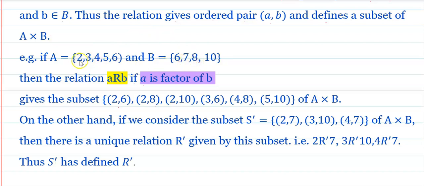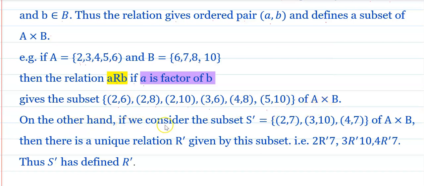Next, (2, 10): 2 is a factor of 10. Next, (3, 6): 3 is a factor of 6. 5 is a factor of 10 and in this way. Therefore, (2, 6), (2, 8), (2, 10), (3, 6), (4, 8), (5, 10) are elements of A cross B. All these pairs are a subset of A cross B.